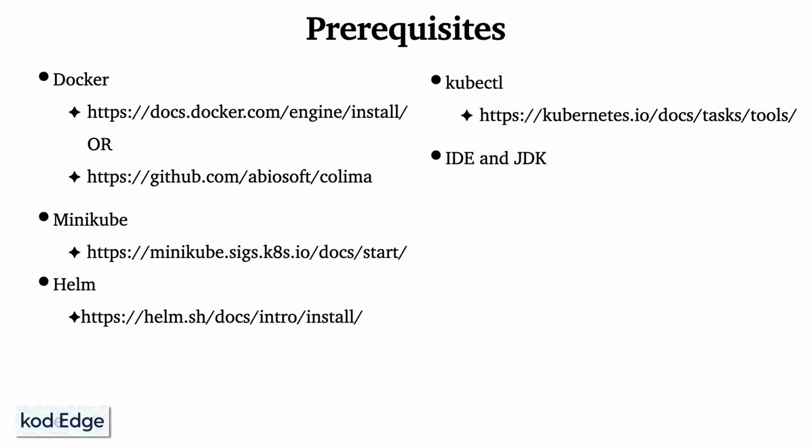These are the prerequisites required for our hands-on. You should have Docker installed on your machine to Dockerize our Spring Boot application. Then Minikube is required to create a Kubernetes cluster. Next is Helm, which is required to install the Helm chart. Next is kubectl, which is required for the Kubernetes commands. And last is your favorite IDE and the JDK.